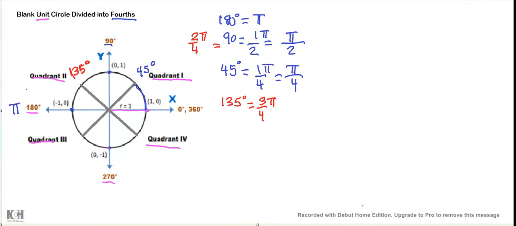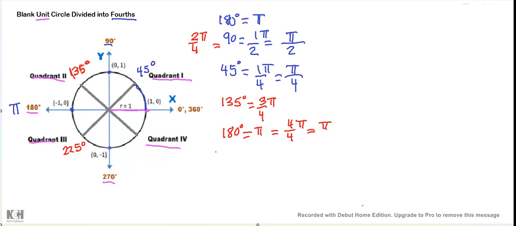Then we get over to 180 degrees, which we already said is 1 whole pi. Okay, so as we move along, if we add another fourth here, that was actually 4/4 pi, which again is 1 pi. But as we keep moving along, we're going to add another 45 degrees, which is going to bring us to 225 degrees.